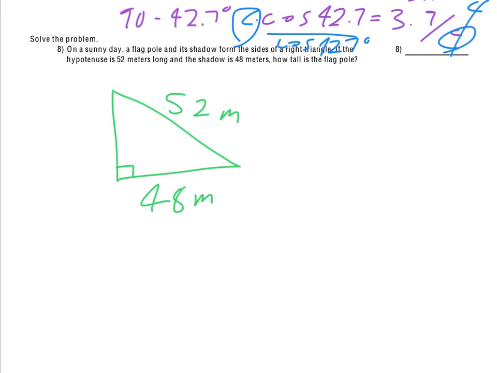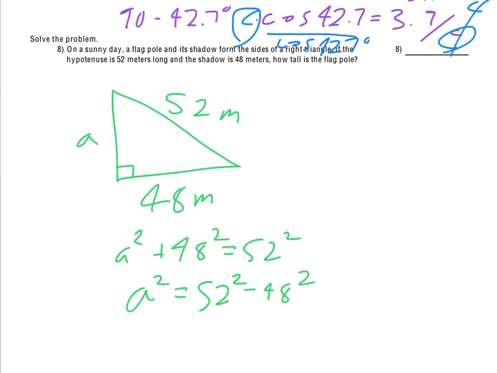Well, it's really just a Pythagorean theorem problem. Call this side A. A squared plus 48 squared would equal 52 squared. So A squared would equal 52 squared minus 48 squared, and we'll square root that number.